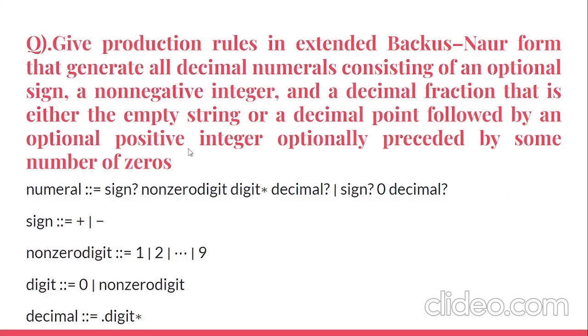As we require a positive integer optionally preceded by some number of zeros, therefore we have 0. Then sign can be replaced with plus or minus. Non-zero digit can be 1 to 9. Digit can be 0 or a non-zero digit. And decimal can be a point followed by digit star. So it will start with a point, then a digit, and it can have multiple digits after the point. Thank you.